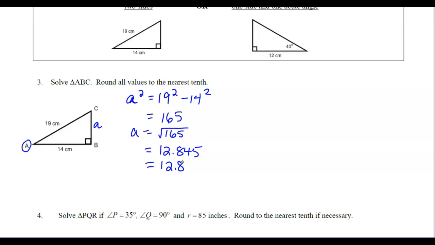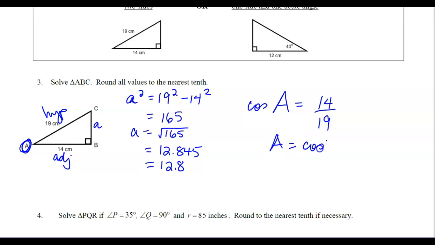Okay, now to get angle A, I have two sides. If I'm looking for this angle, this is adjacent and this is hypotenuse. Adjacent and hypotenuse is cosine. So cosine of A is 14 over 19. So A equals inverse cos of 14 divided by 19.